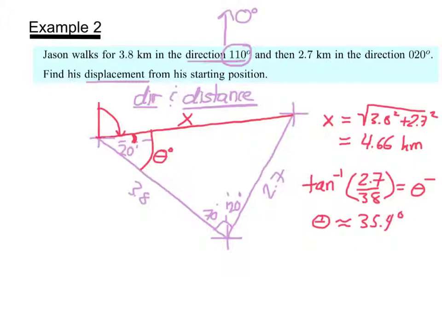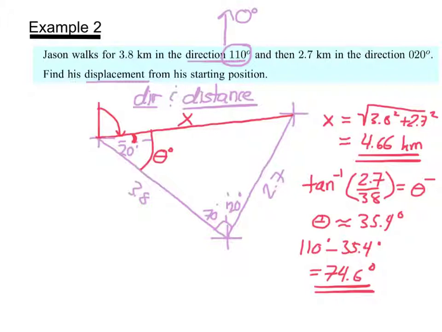Well, if I subtract 35.4 degrees from the original bearing, which was 110, I get my final bearing of 74.6. And so really I have two parts to the answer here. I have the distance traveled and the bearing, and that's really important.